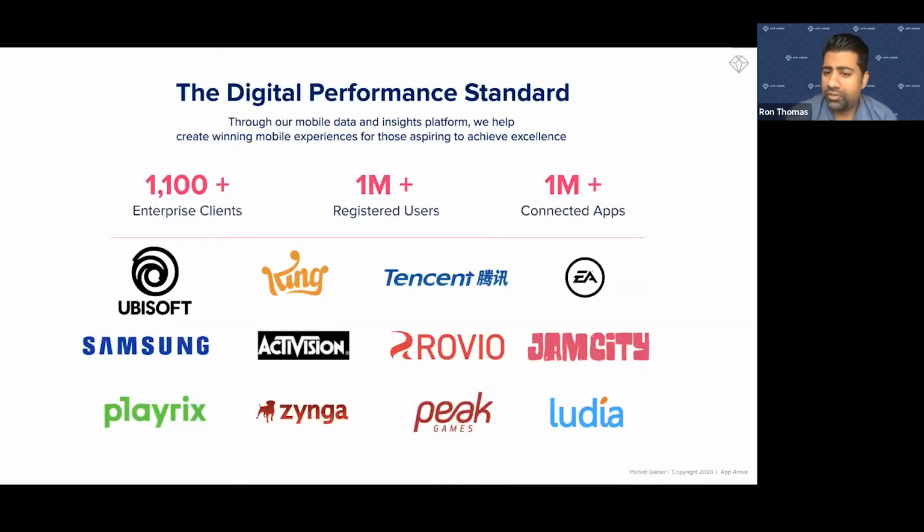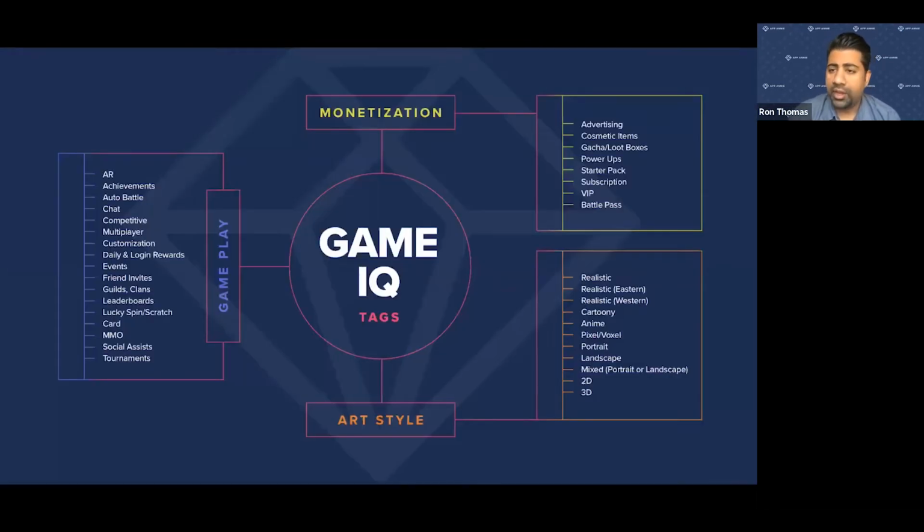So as I mentioned, some of the world's leading brands here, so excited to partner and work with some of these incredible companies. Some of these companies like Zynga, for example, obviously, Jam City, Ludia, and just several other customers throughout the world, some of the best and brightest that we really see.